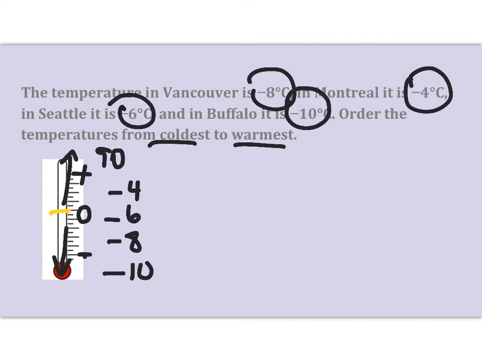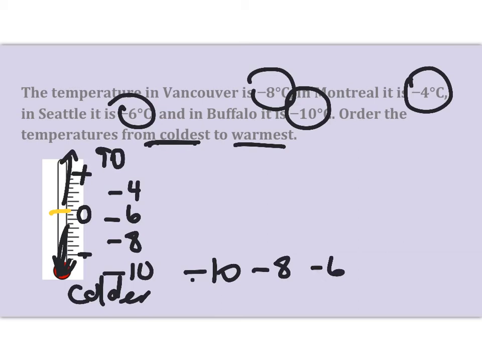Alright? So when I write these in order from coldest to warmest, remember, the further down you go, the colder it gets. So it would be negative 10, negative 8, negative 6, and negative 4. This is the order you would write them in from coldest to warmest.